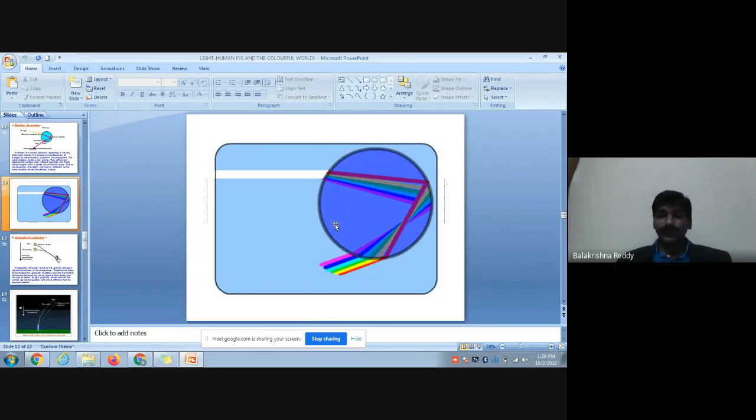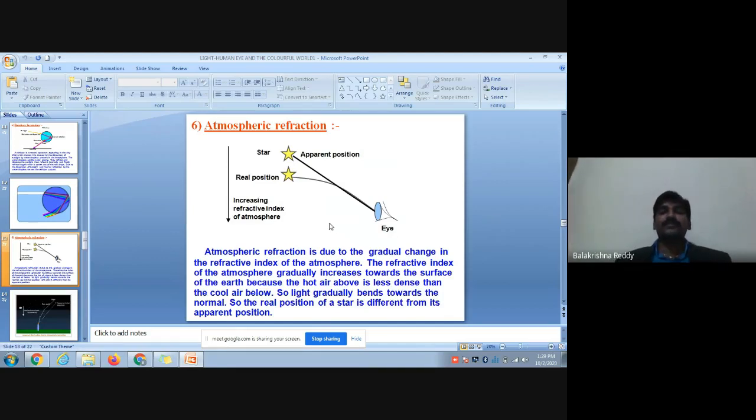Okay. Now, application of refraction, atmospheric refraction. Refraction not only happens through the prism and glass slab or lenses or any other optical mediums. There is a natural optical medium also, which we are living in. That is nothing but the atmosphere. So the atmosphere is a transparent, homogeneous medium.